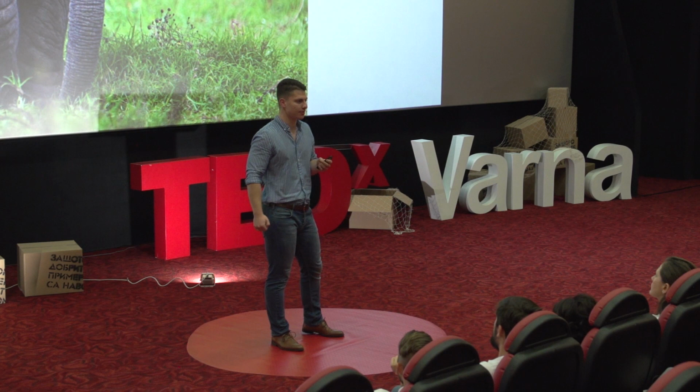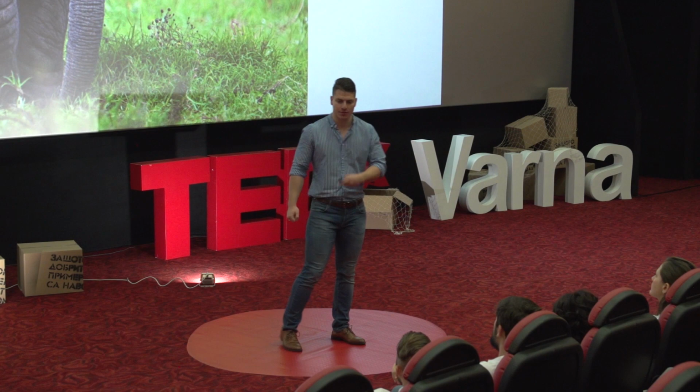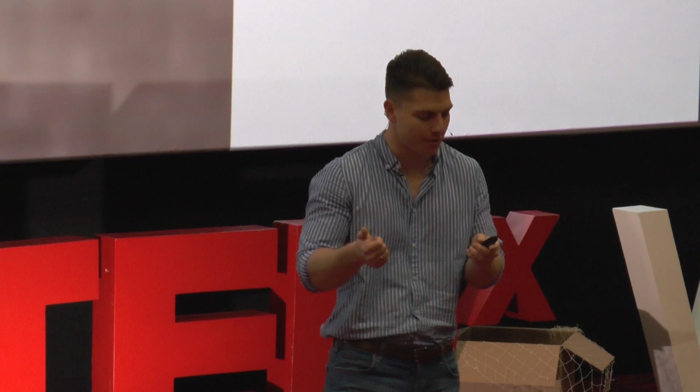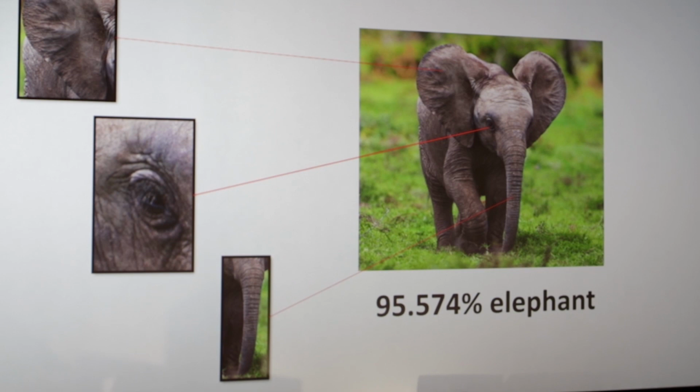Artificial neural networks do the same thing, but to them, the elephant first looks like this. Basically, the first layer of an artificial neural network first analyzes the smallest details, things like corners, edges, and colors, and then it starts to look at the bigger picture. Suddenly, it looks at all the details in the picture and says, okay, this is 95.574% elephant. That's definitely not how we humans perceive the world.